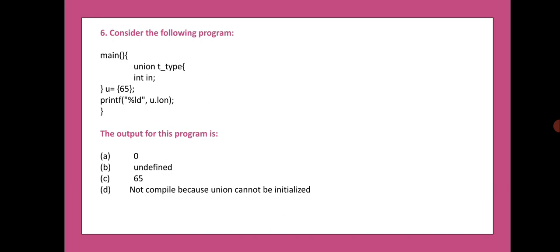So we can answer this as it is long. We are not modifying anything. It has to print the same 65, correct? So the answer should be C. See, this is how it is associated. So we are printing long int u.long with %ld. So it will once again print 65. This is a tricky question, trying to confuse you. Since it is long, we should write 8 bits in 4 bytes, right?